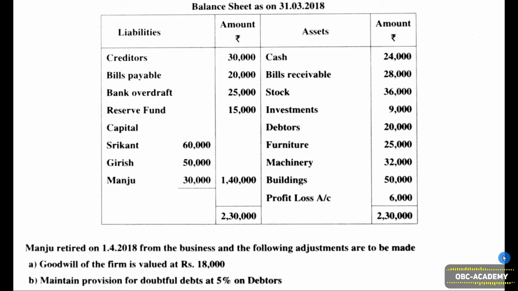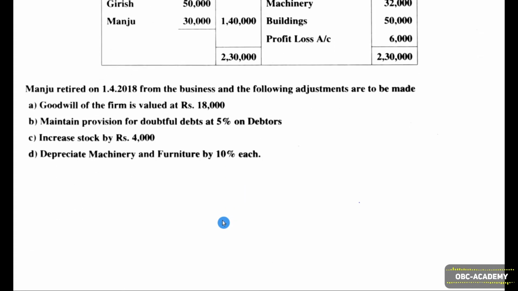If you watch my previous chapter videos, you'll get to know why the profit and loss account is recorded on the asset side. Usually, if they got a loss in the previous year, they record it on the asset side. If they got a profit, they record it on the liability side, because it belongs to the partners. Whatever profit or loss has occurred in a business belongs to the partners, whether they have to receive it or bear it. That's it. Next, we have the adjustments.